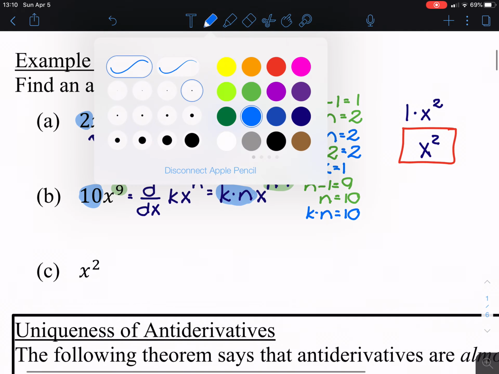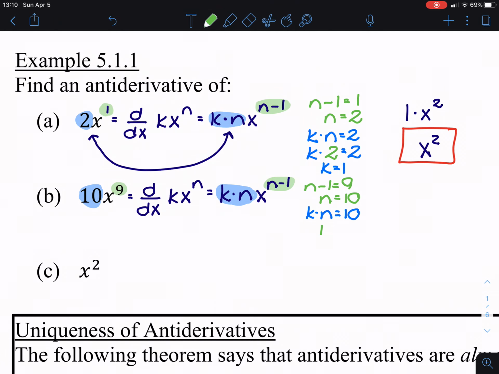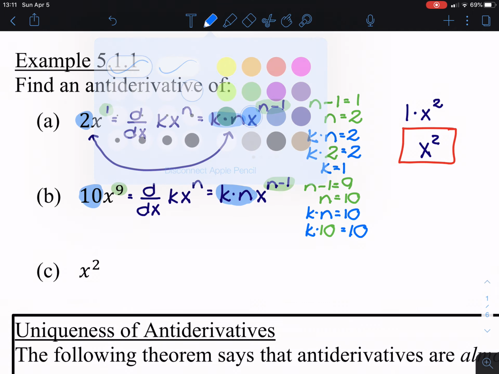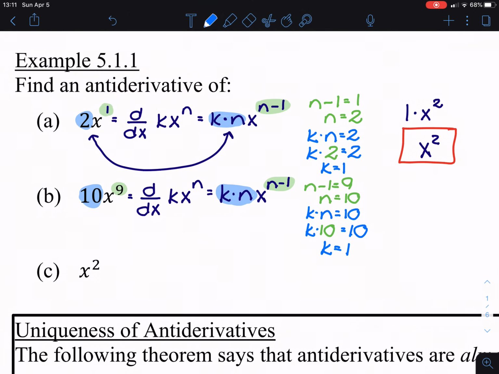On the other hand, k times n is equal to 10. If n is equal to 10, that means k times 10 is equal to 10, and that just tells me that k is equal to 1. So again, my antiderivative is a coefficient of 1 times x to the 10th, or just x to the 10th. And sure enough, if I take the derivative of x to the 10th, that's going to be 10 times x to the 9th power.